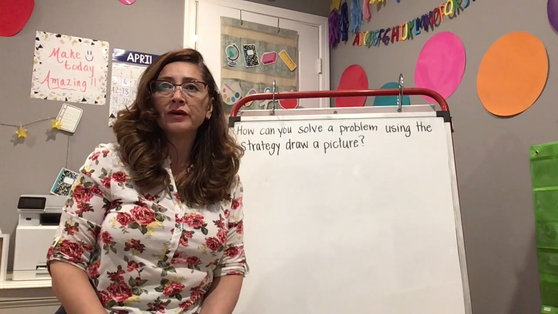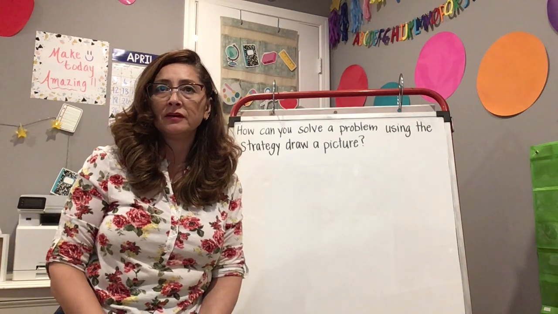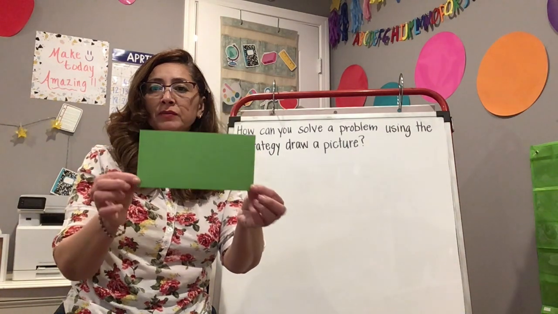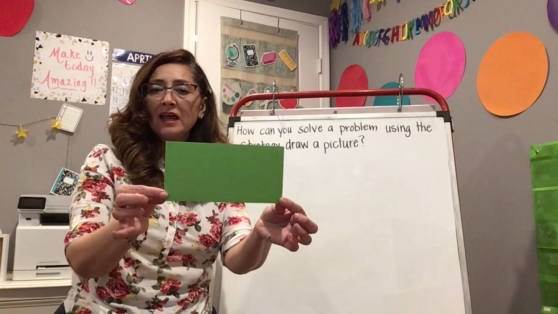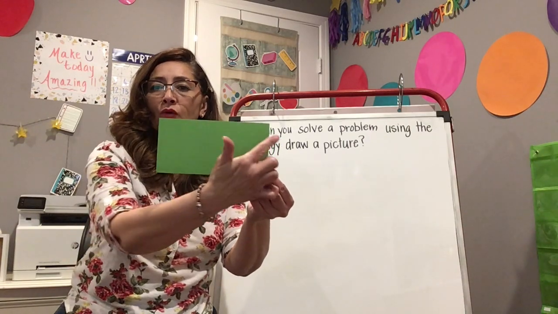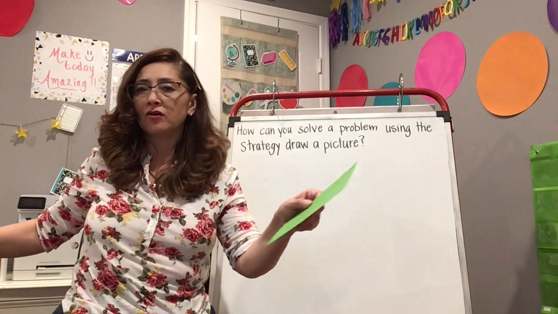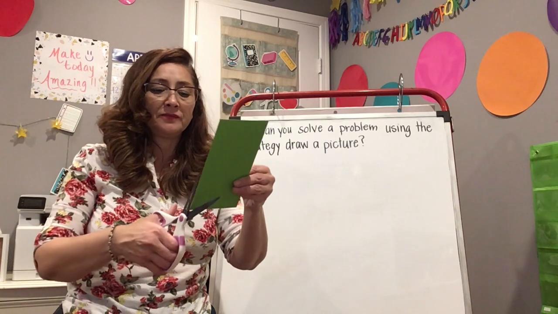Okay, now we're going to practice cutting apart and putting shapes together. First, I'm going to take this shape. What is the name of this shape, boys and girls? Yes, this is a rectangle. Now I'm going to take this rectangle and I'm going to cut on this diagonal line.